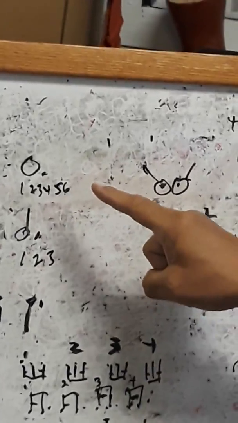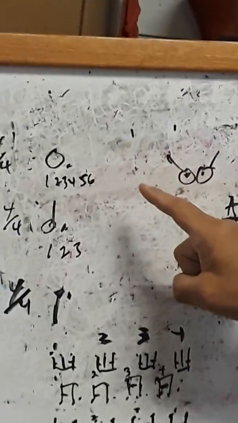What's half of 4 counts? Half of 4 is 2, right? So it's 4 counts plus 2, like this. Now the dotted whole note is 1, 2, 3, 4, 5, 6. 1, 2, 3, 4, 5, 6. Bar 3, 2, 3, 4, 5, 6. Bar 4, 2, 3, 4, 5, 6.